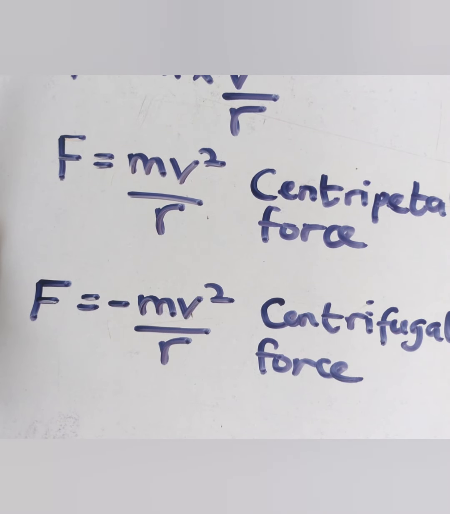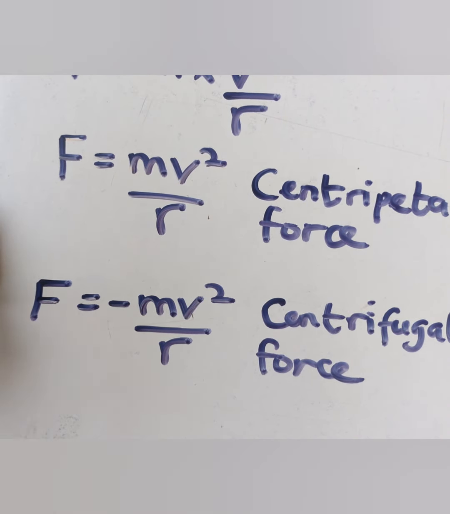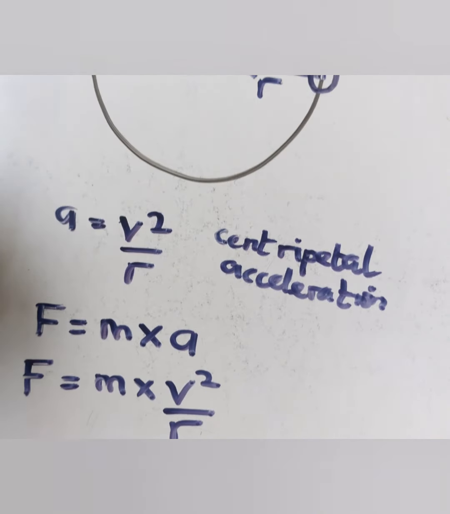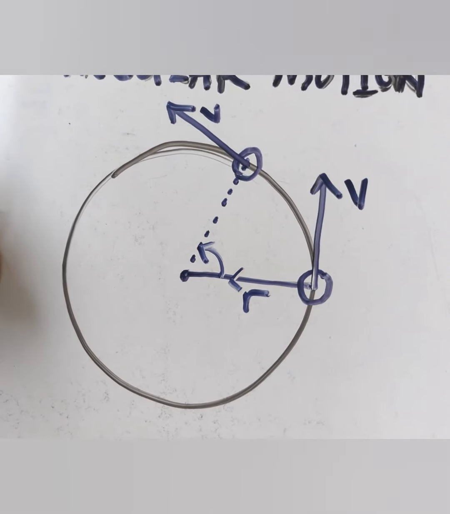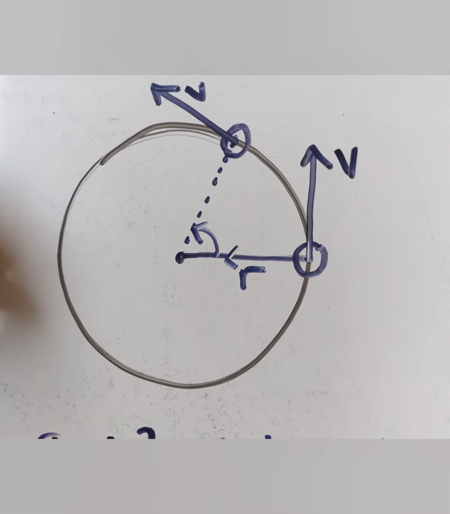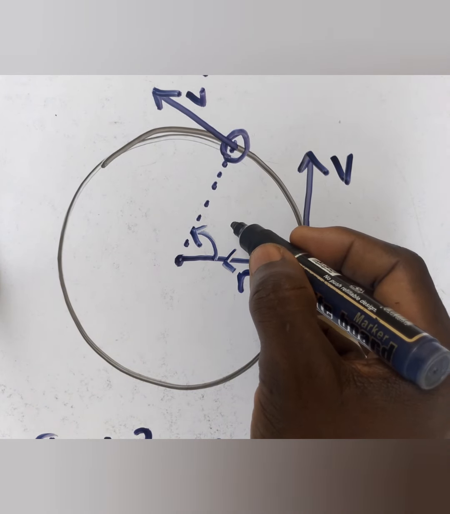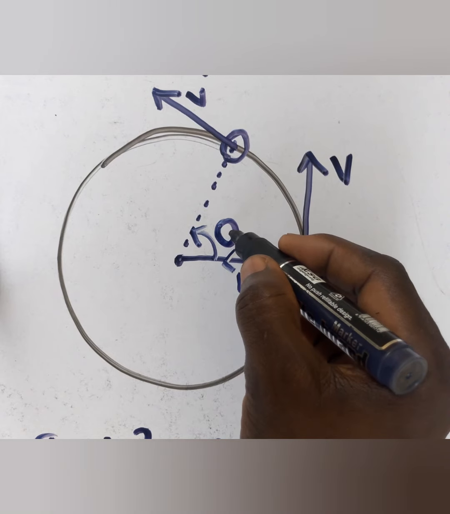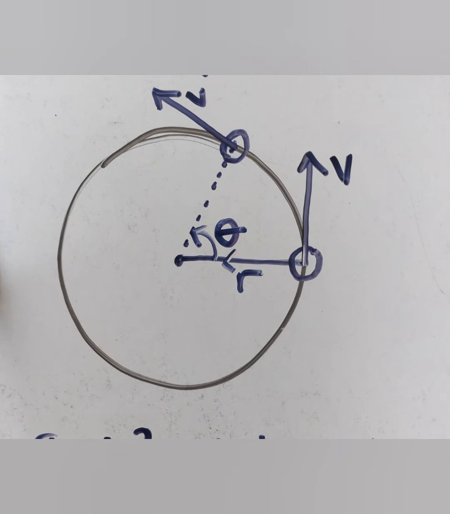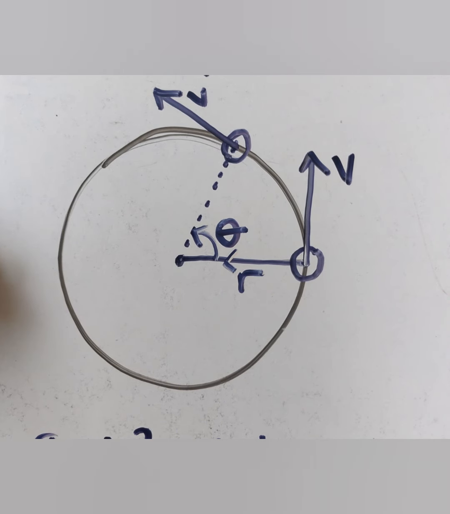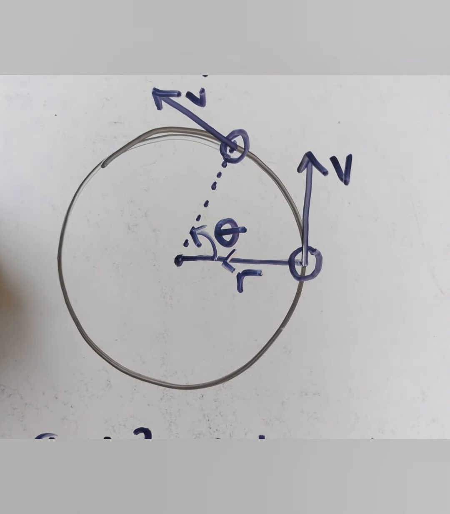If I am to calculate the angle turned, let's go back to the diagram of the circular motion. For this circular motion, I want to make a derivation for the angle turned, the angle turned here. So what will that be? I want to make a derivation for the angular velocity in terms of the angle turned. What will that be?